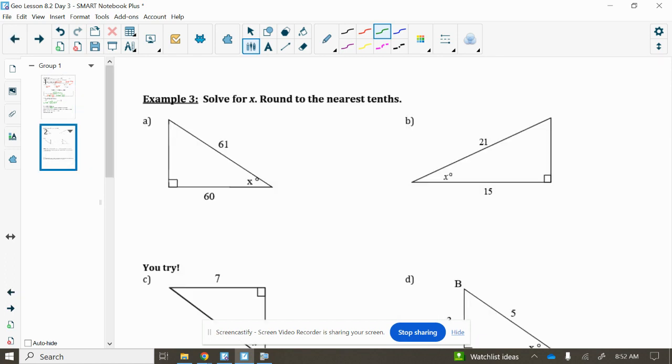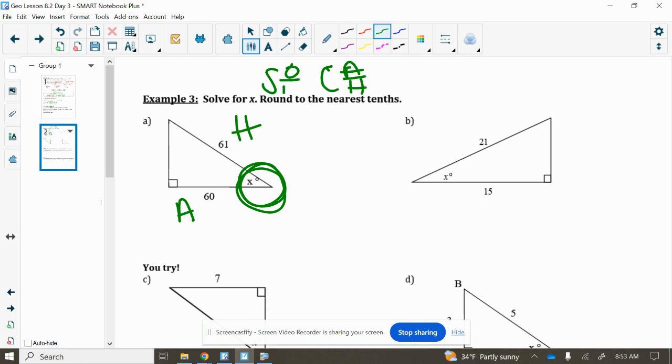On the back page, if we look here, we are going to circle our angle this time. This time we have the adjacent over the hypotenuse, right? And so cosine would be our best one to use, with adjacent and hypotenuse. We don't have the opposite to do sine. We don't have the opposite to do tangent.